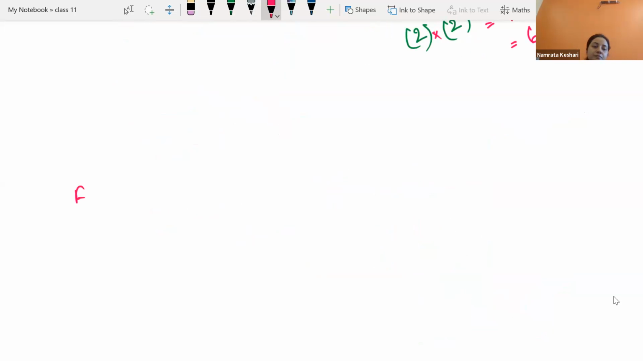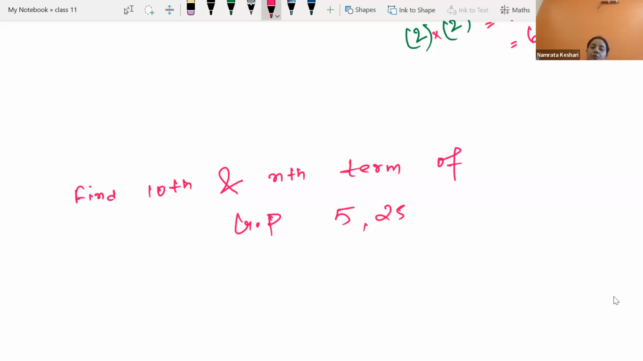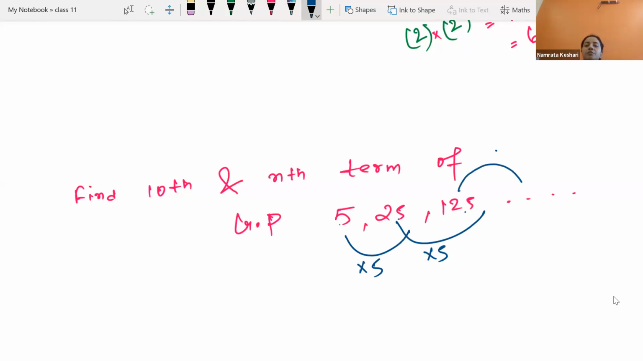Find the 10th and nth term of the GP, geometric progression. We have 5, 25, 125, and so on. We just need to use the formula, but at first, if you want to check, you can. 5 is multiplied by 5 to get 25, and 25 is multiplied by 5 to get 125. So the next term we get after multiplying by 5, right?